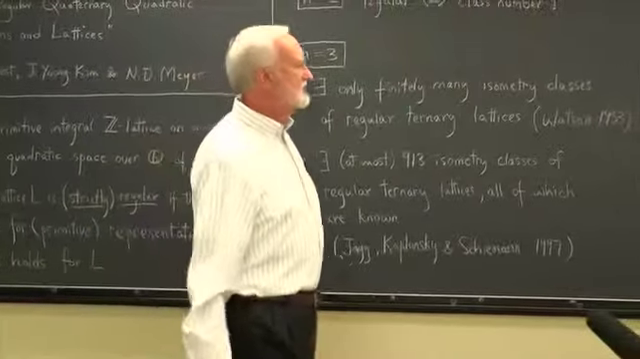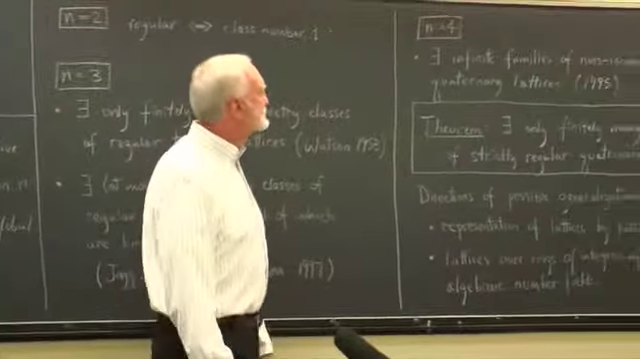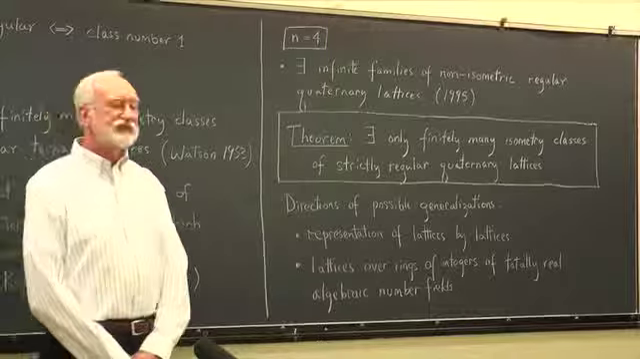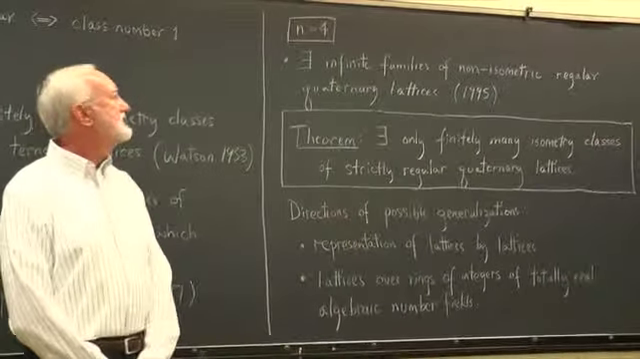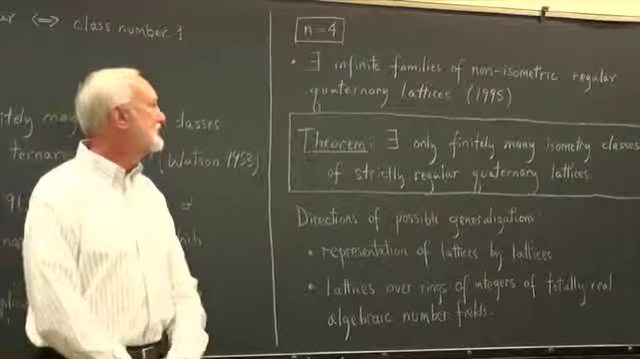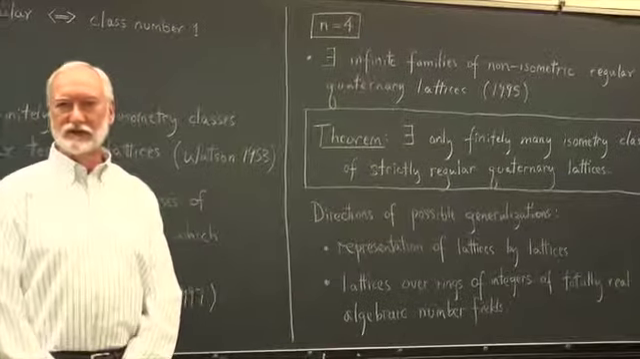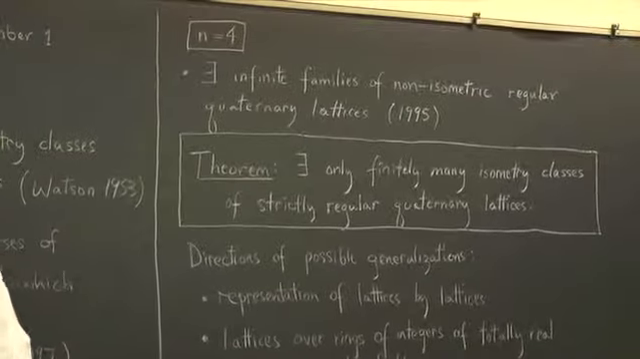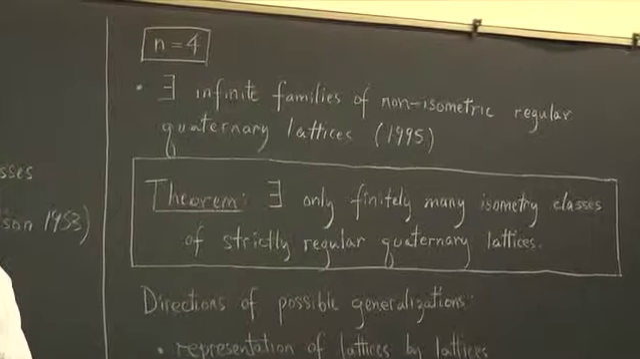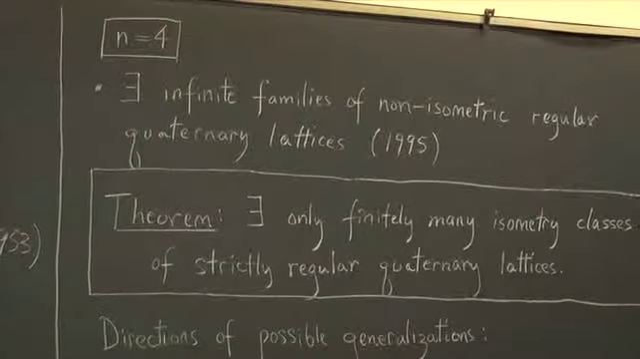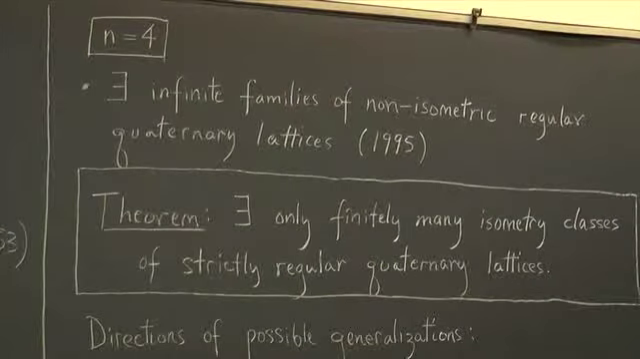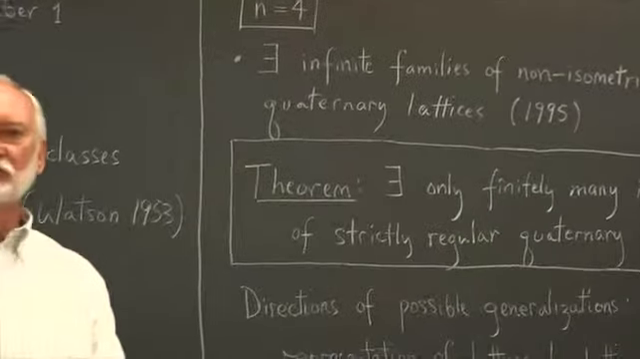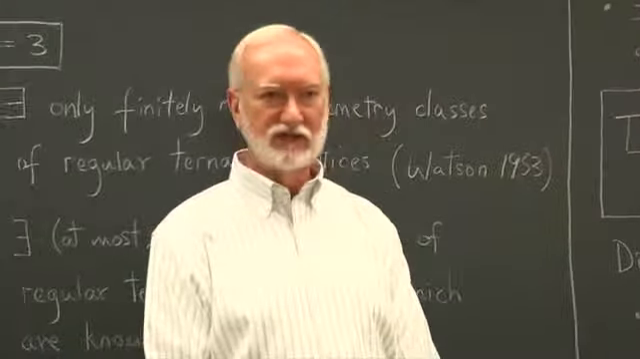The case n equal to 4 is the subject of our current paper. Here a new phenomenon occurs, namely there exist now infinite families of non-isometric regular quaternary lattices. This has been known since 1995. So in order to get some finiteness result for quaternary lattices that's analogous to the one for ternary lattices, it's necessary to impose some sort of a stronger regularity condition.